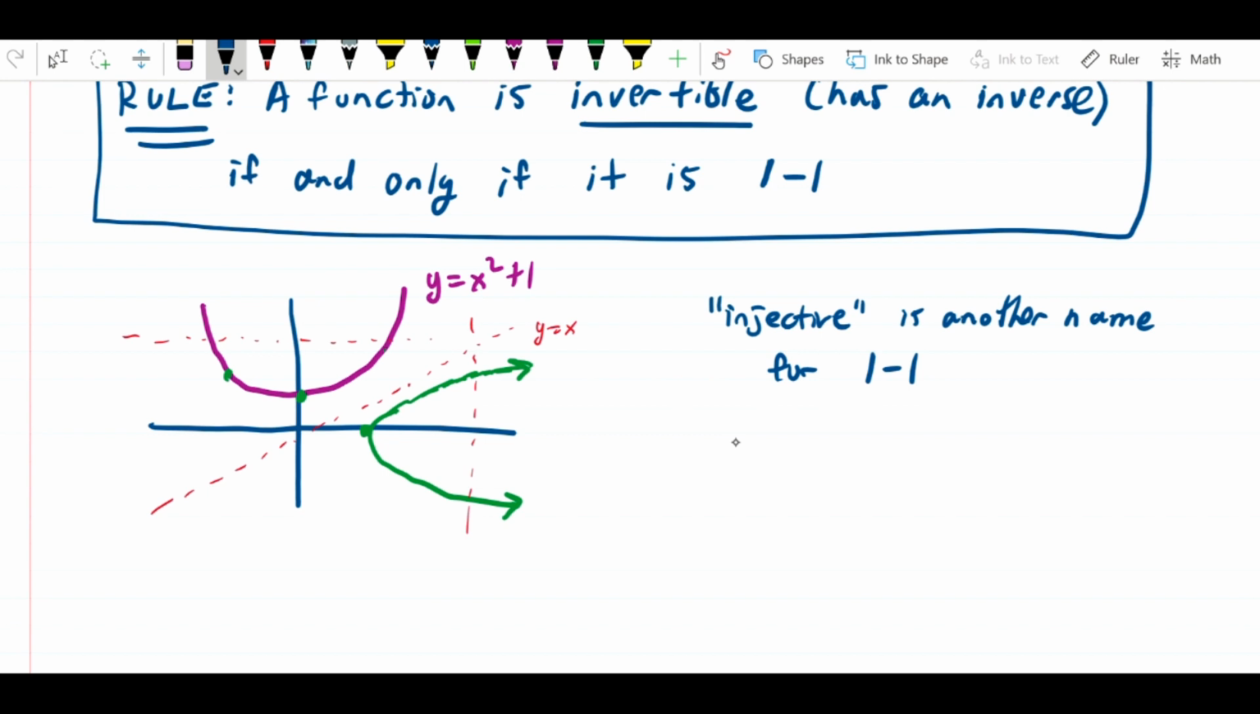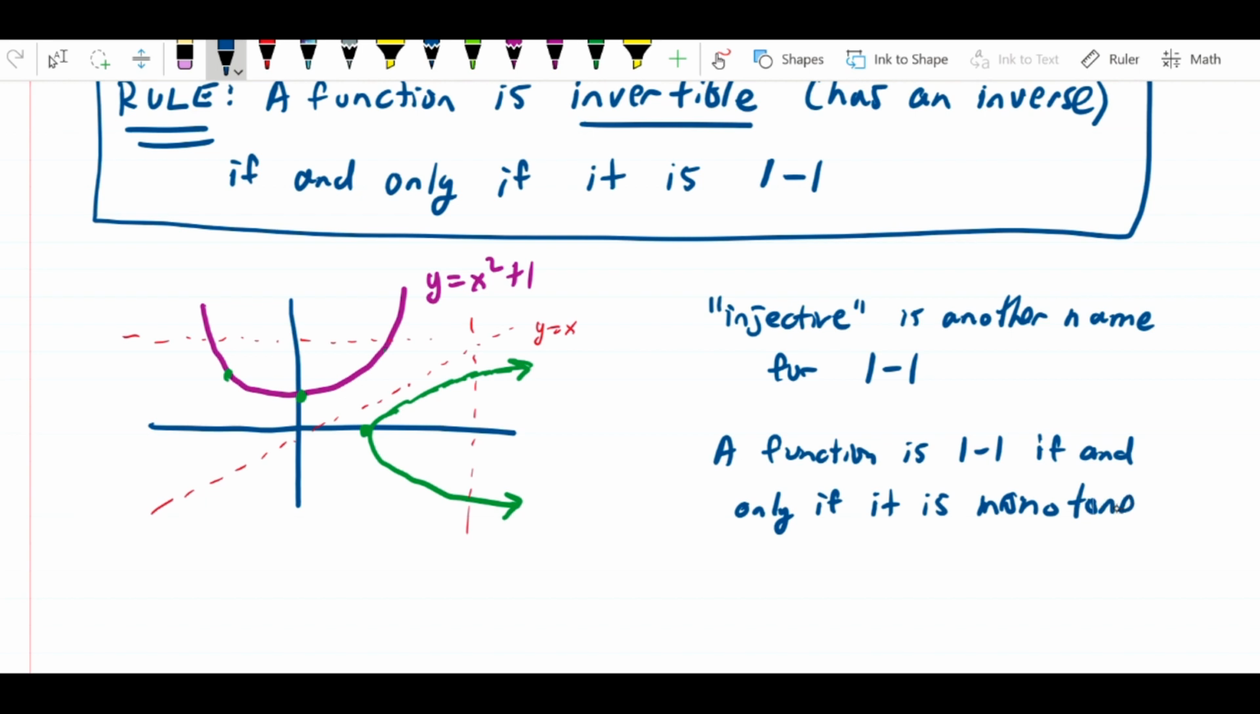The next fact is a function is one-to-one if and only if it is monotone. Recall that the term monotone or monotonic was a term that we used in connection with increasing and decreasing. We said that a function that was either increasing or decreasing on a particular interval, but not both, is monotone or monotonic. So it's kind of easy to see why.